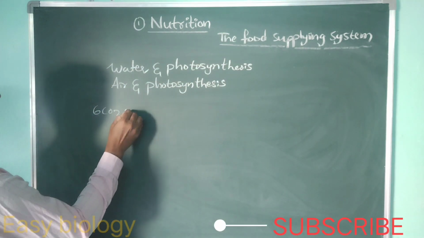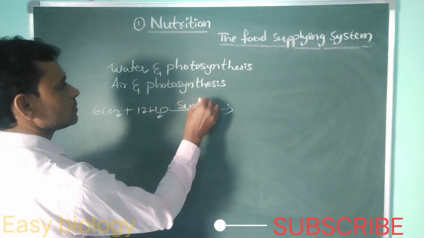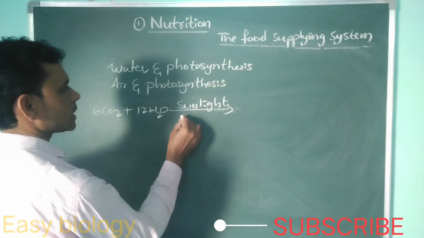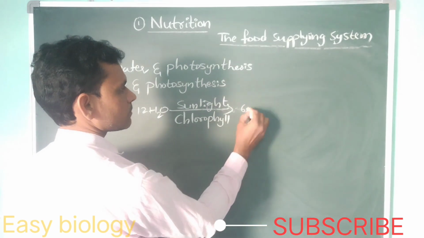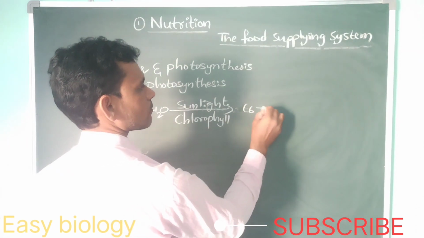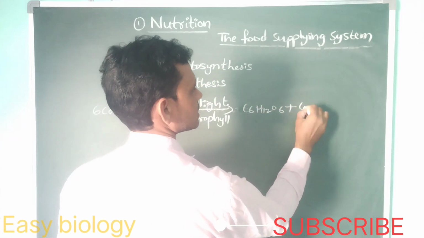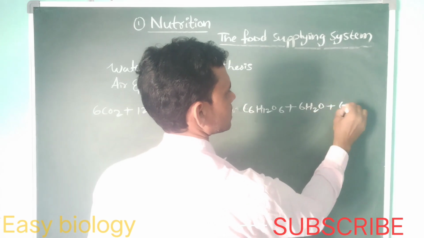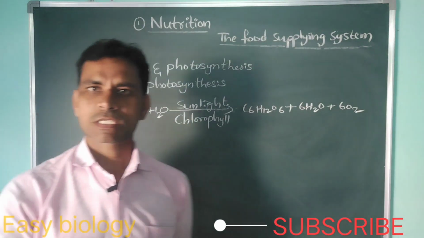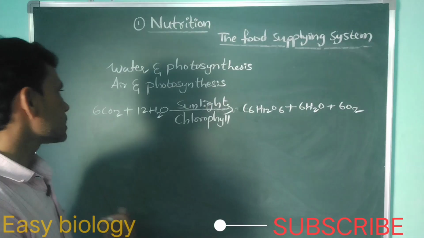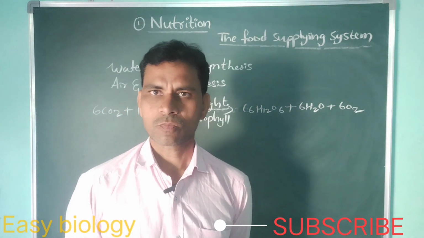6CO2 plus 12H2O, sunlight, by chlorophyll, gives C6H12O6 plus 6H2O plus 6O2. So what are the materials required for photosynthesis to be carried out? We know the initial materials such as carbon dioxide, water, sunlight, and chlorophyll are required for photosynthesis.